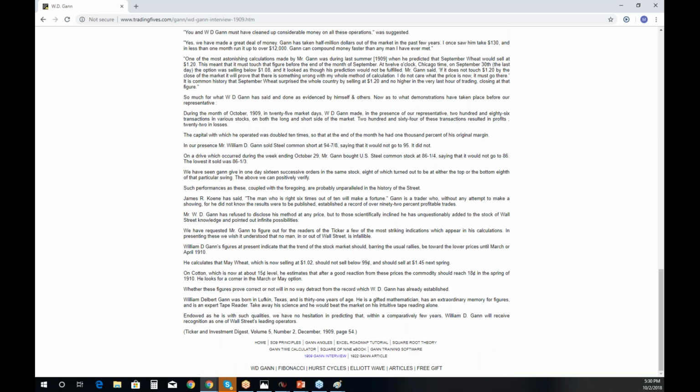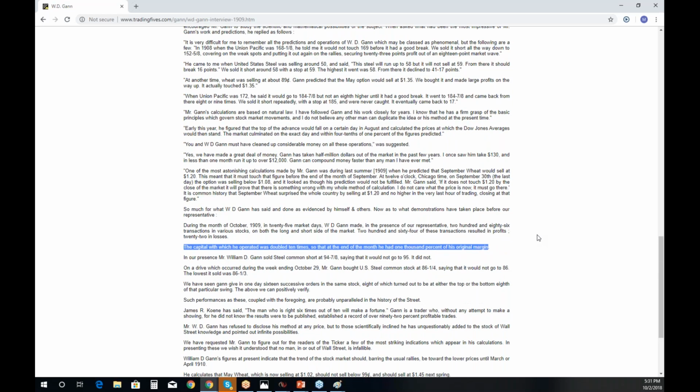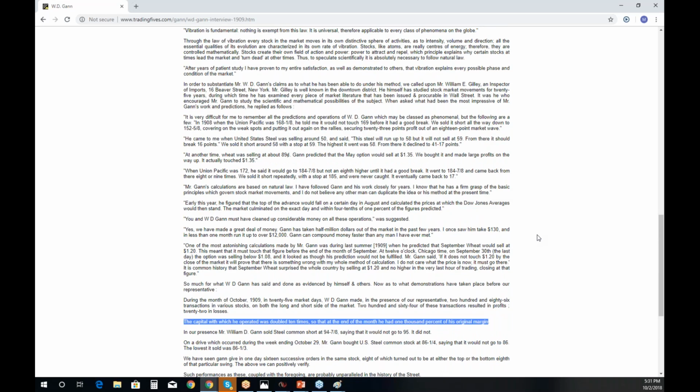And you'll see the kinds of trades that he took that are based on times. And he knew precisely when to get in and when to get out. The capital with which he operated was doubled 10 times. So at the end of the month, he had 1,000% of his original margin, right? These are what people observed him doing, real time taking trades using the techniques that I've taught you here today.